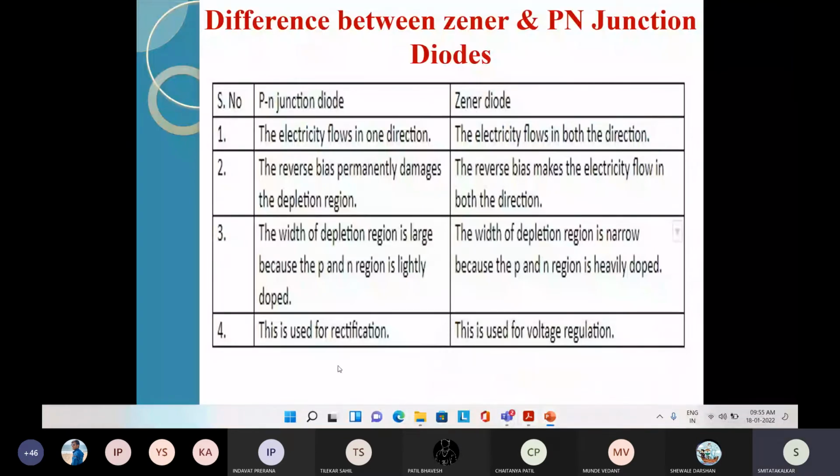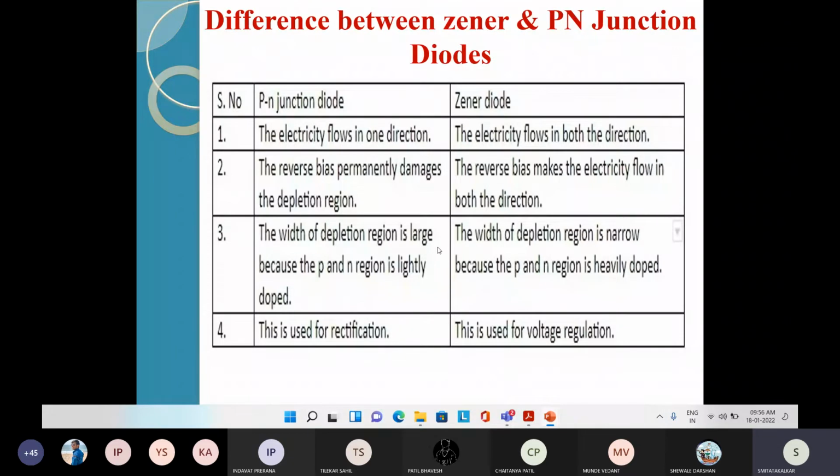Here is the difference between a PN junction diode and the Zener diode. A PN junction diode flows in only one direction, because at a time a single diode is on: in forward bias it is a closed switch and in reverse bias an open switch. But the Zener works in both directions, forward as well as reverse. The PN junction diode can be permanently damaged in reverse bias, but here electricity flows in both directions. That's why the Zener diode is mostly used in voltage regulation.